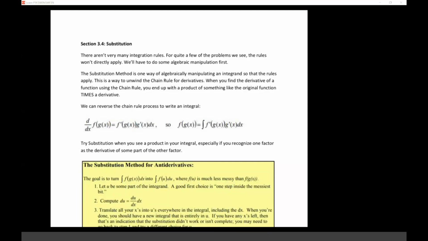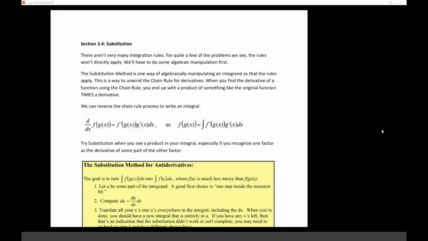Okay, so there aren't a whole lot of rules. That means that when you're doing an integration, sometimes the rules don't apply directly. Sometimes, and I hate to say it, you got to do some algebra first. And I know that's a song I've been singing all semester, right? That you need to do some algebraic manipulation to simplify things before you can do calculus on them.